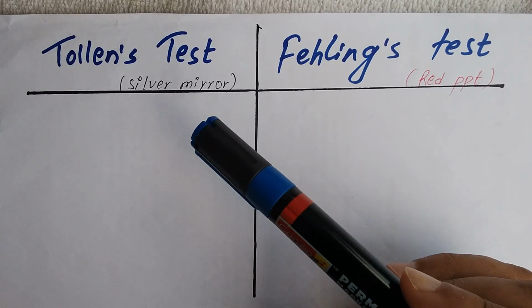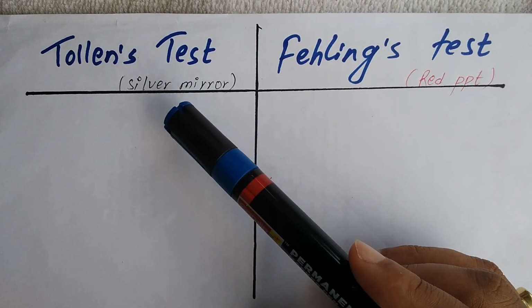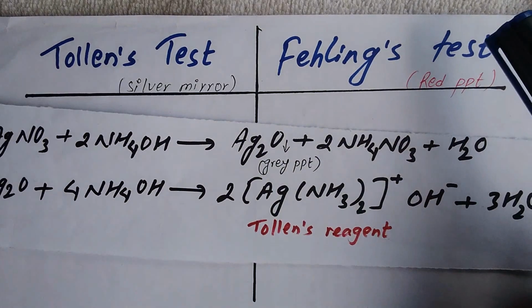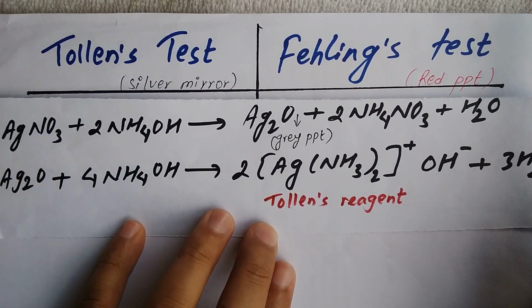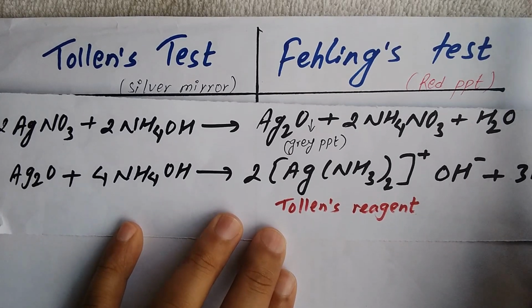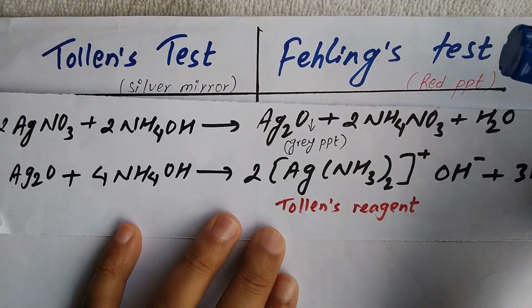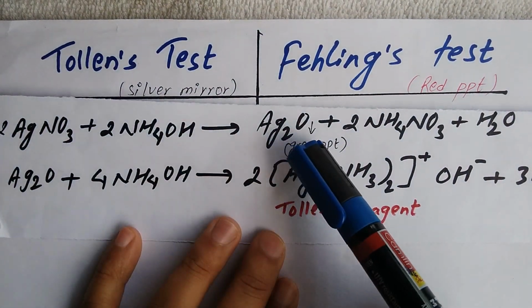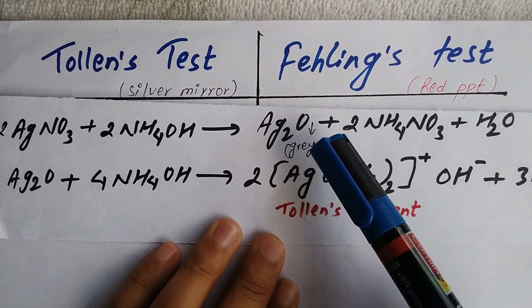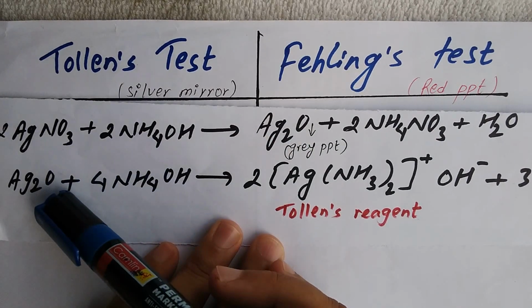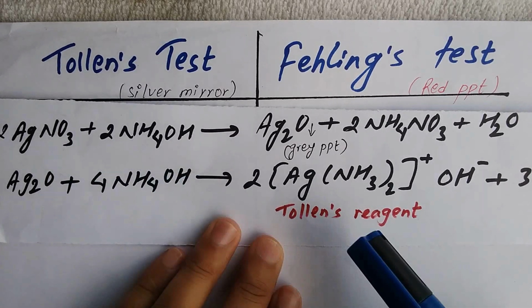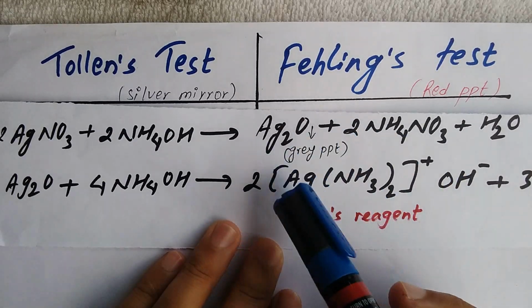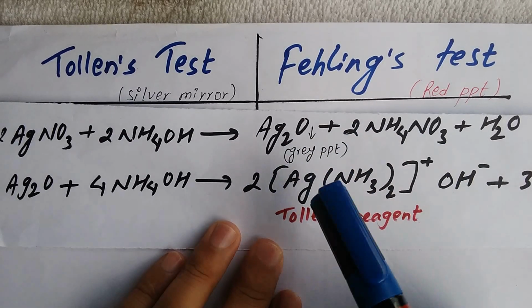chemical reaction. In Tollen test, what reagent is used? Tollen test uses ammoniacal silver nitrate solution. Ammoniacal silver nitrate solution is called Tollen's reagent, and when AgNO3 reacts with NH4OH, it gives gray PPT Ag2O, and when gray PPT redissolves in ammonium hydroxide, it gives Tollen's reagent. This is the Tollen's reagent, and we use this reagent for the chemical reaction.